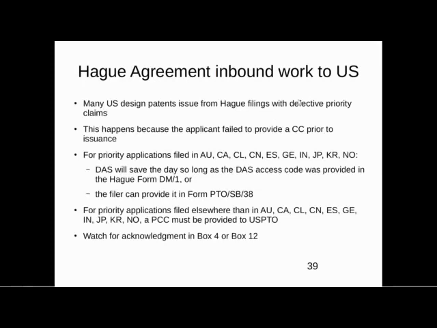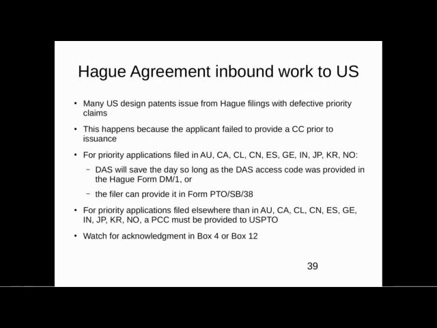Suppose somebody files a Hague case and they designate the US. This means it's going to have a series code of 35, by the way, as you all know. What happens all too often is that US design patents issue from those Hague cases with defective priority claims. Why? Because somehow it never quite happens that a certified copy finds its way into that US file. DAS can save the day for those cases.